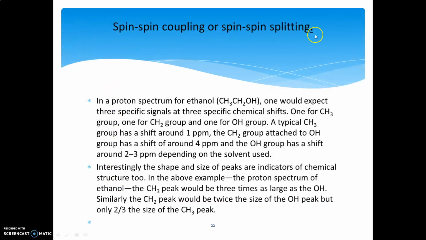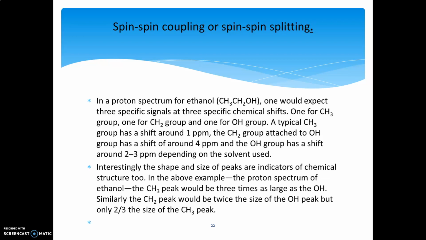Spin-spin coupling or spin-spin splitting. In a proton spectrum of ethanol, one would expect three specific signals at three specific chemical shifts. One for CH3 group, one for CH2 group, and one for OH group. A typical CH3 group has a shift around 1 ppm. The CH2 group attached to the OH group has the shift of around 4 ppm, and the OH group has the shift around 2 to 3 ppm depending on the solvent used.